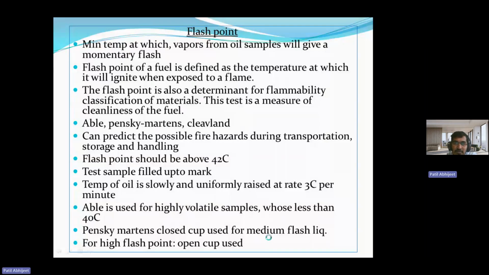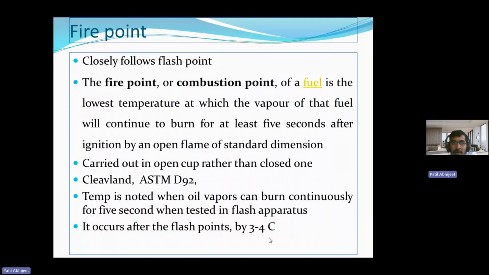Now the next property we have is the fire point. Flash point and fire point are defined together, correct? The fire point closely follows the flash point. Fire point is also known as the combustion point. It is defined as the lowest temperature at which the vapor produced by the oil will continue to burn for at least 5 seconds after ignition by an open flame in a standard dimension vessel. That is called the fire point.